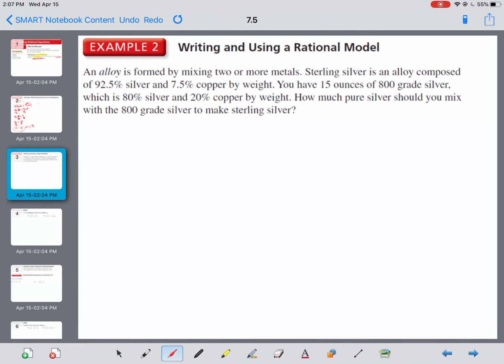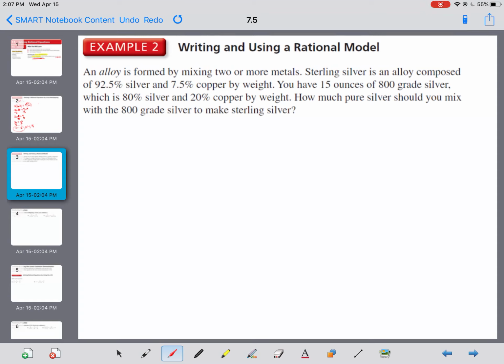All right. Writing and using a rational model. So a ratio is just one fraction compared to another. So an alloy is formed by mixing 2 or more metals. Sterling silver is an alloy composed of 92.5% silver and 7.5% copper by weight. You have 15 ounces of 800 grade silver, which is 80% silver and 20% copper by weight. How much pure silver would you mix with the 800 grade silver to make sterling silver? So we have to make a proportion out of this. So we need the percent of copper in the mixture to equal the weight of copper in the mixture divided by the total weight of the mixture.